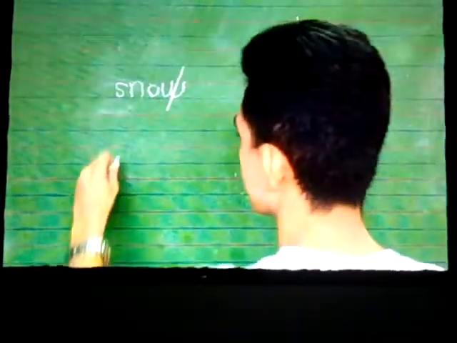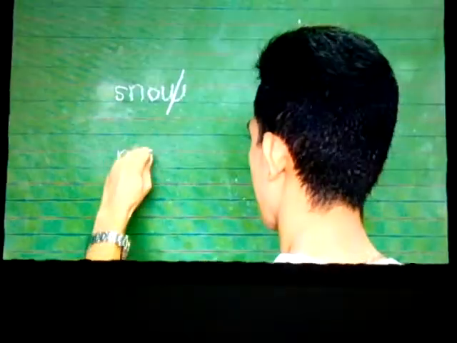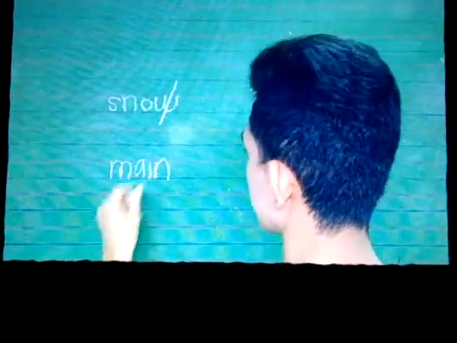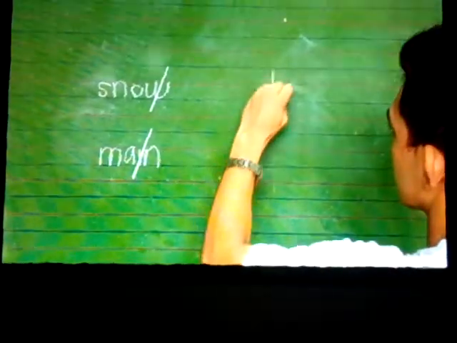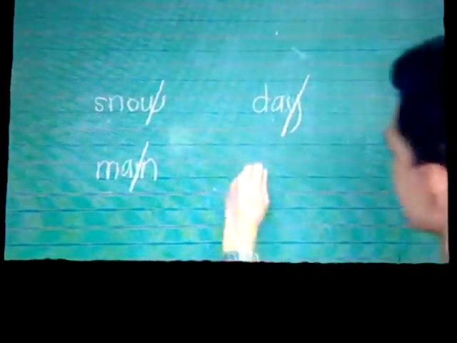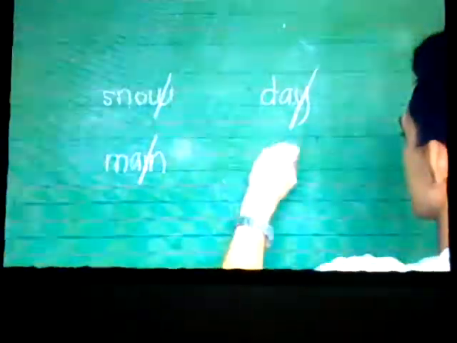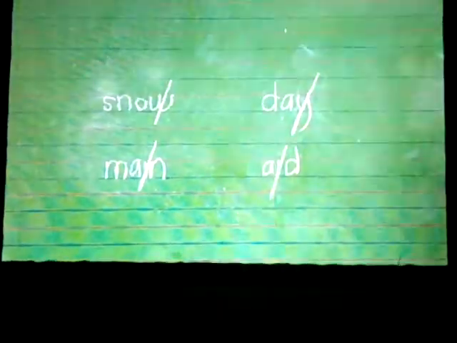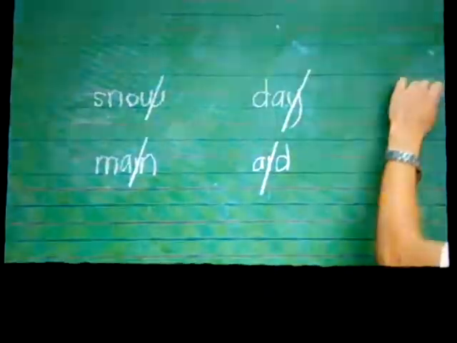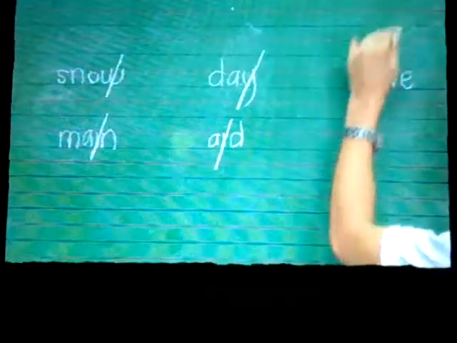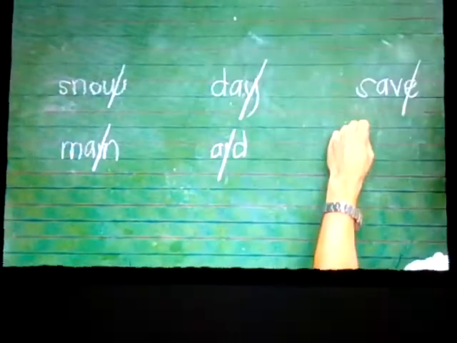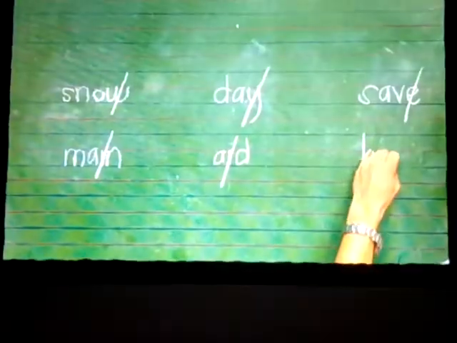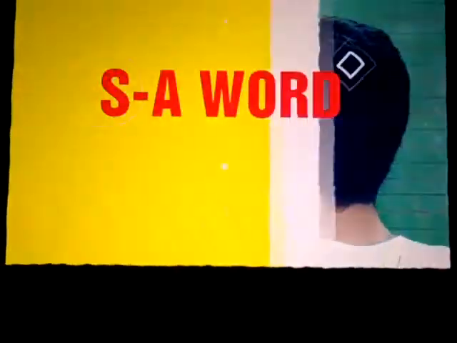In the word snow, the omitted letter is letter W. In the word main, the omitted letter is letter I. In the word day, the omitted letter is letter Y. In the word aid, the omitted letter is letter I. In the word save, the omitted letter is letter E. And the last, the word knee, the omitted letters are K and E.